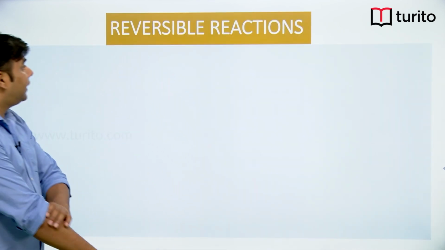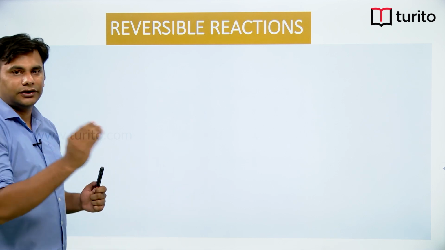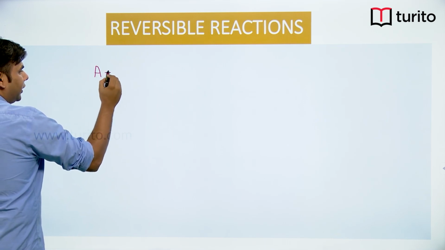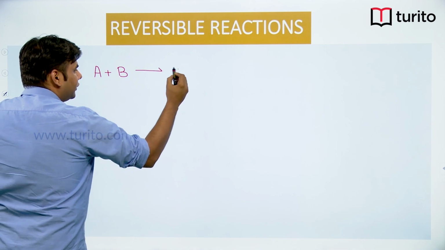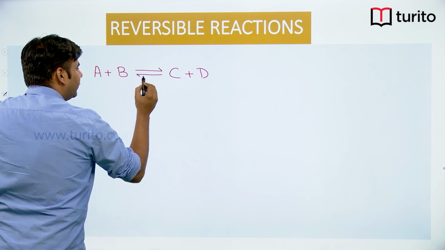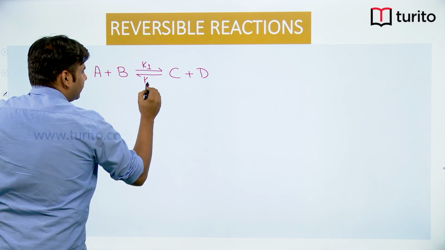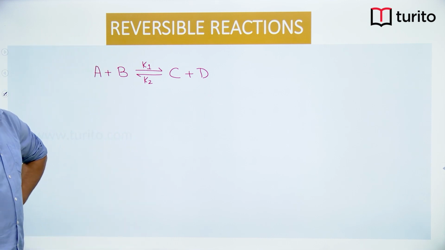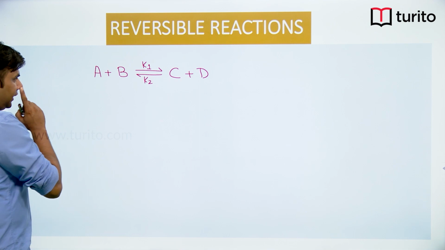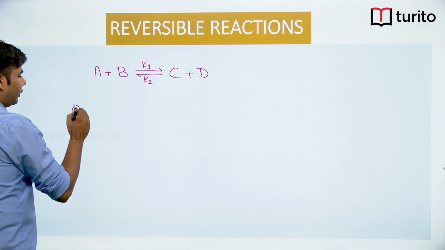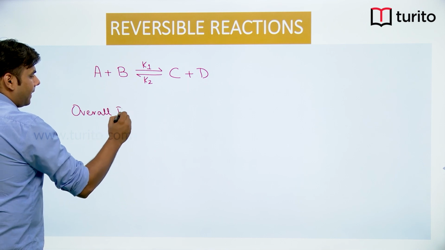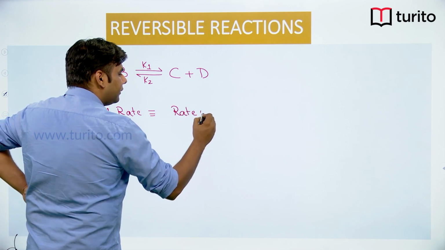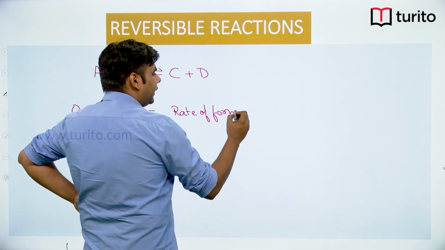Now let us see a reversible reaction. Now we know that a reversible reaction is the one which will happen in both directions, that is forward as well as backward. So let us consider an equilibrium reaction something like this. A plus B is changing into C plus D, and let us assume that it is an elementary reaction. K1 is the rate constant for the forward reaction and K2 is the rate constant for the backward reaction. So if we write the rate of this equation, the overall rate would be rate of forward reaction minus rate of backward reaction.